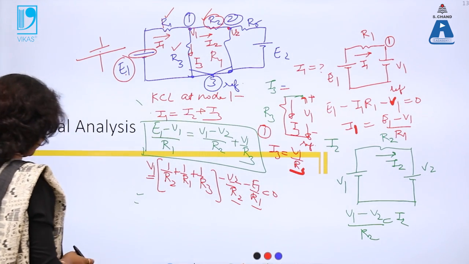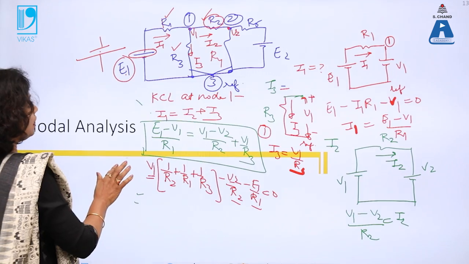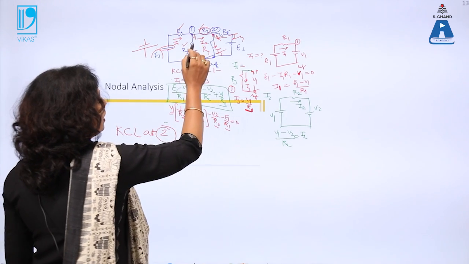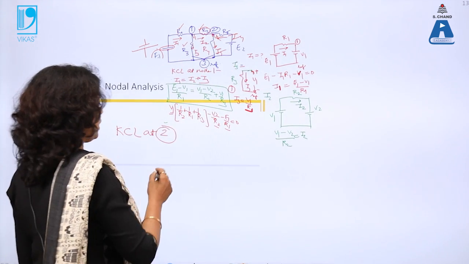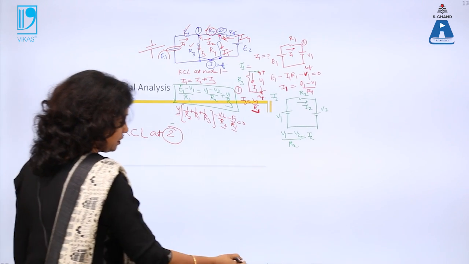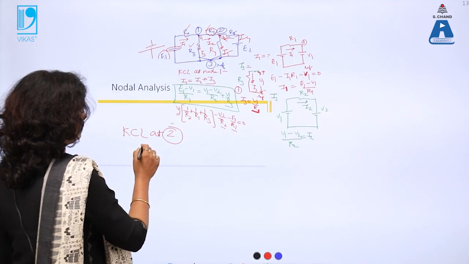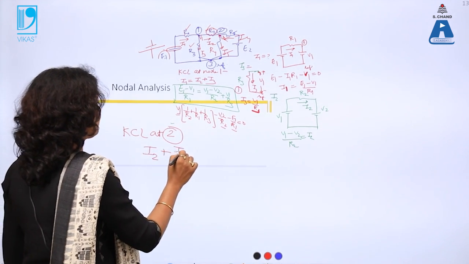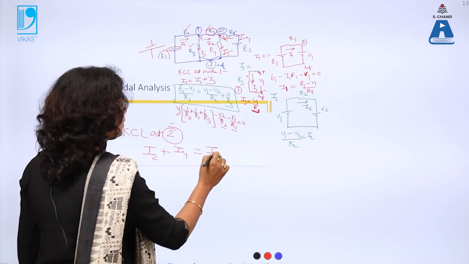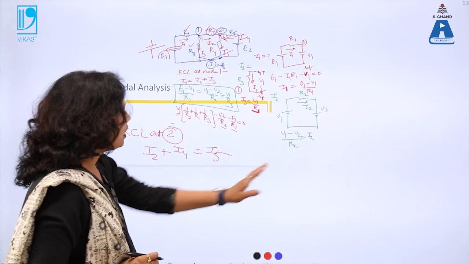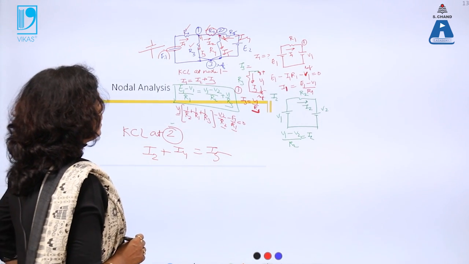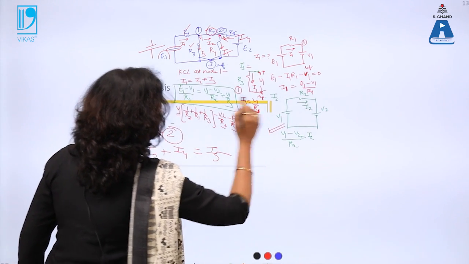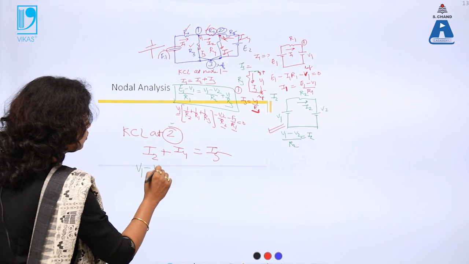On the similar note, I can find out KCL at node 2 for the same circuit. So KCL at node 2, current I2 is entering, I5 is leaving, I4 is entering. So I will write entering as plus. So I2 is entering, then I4 is entering, and I5 is leaving. So again I will derive the equation as done for the node 1 KCL equation. So what is I2? I2 will remain the same. So I will write V1 minus V2 by R2.